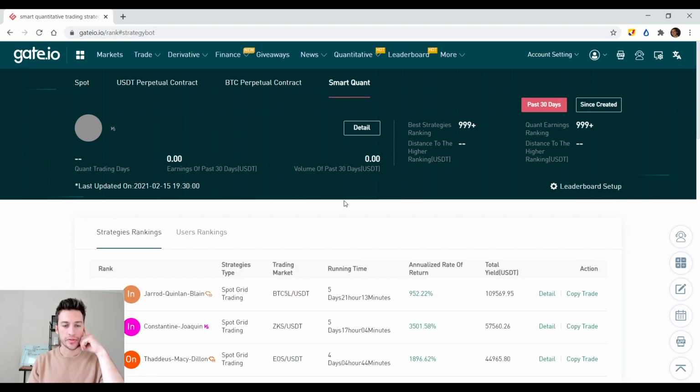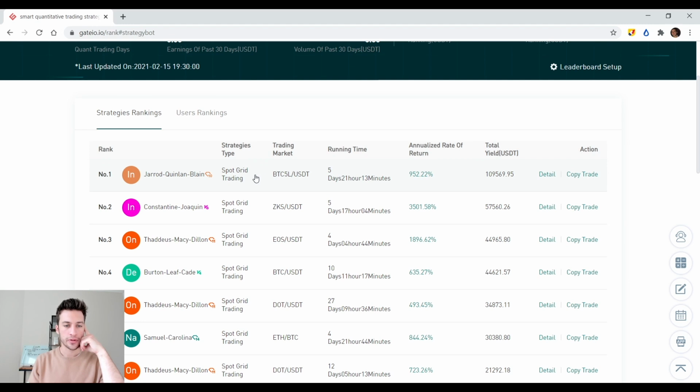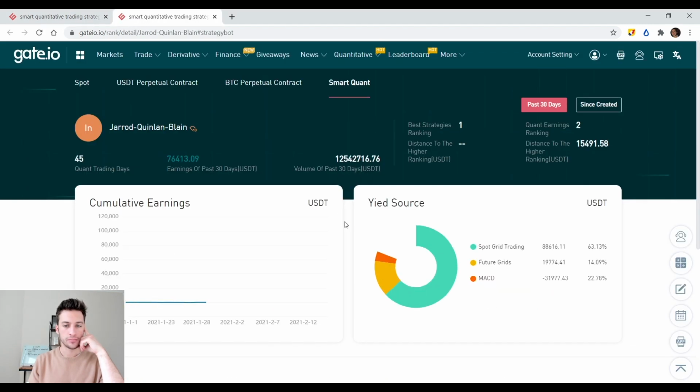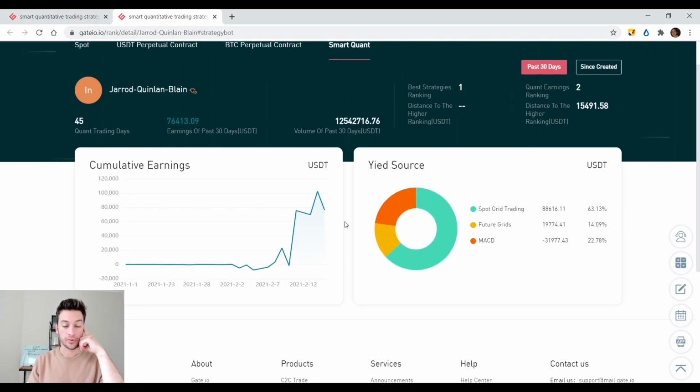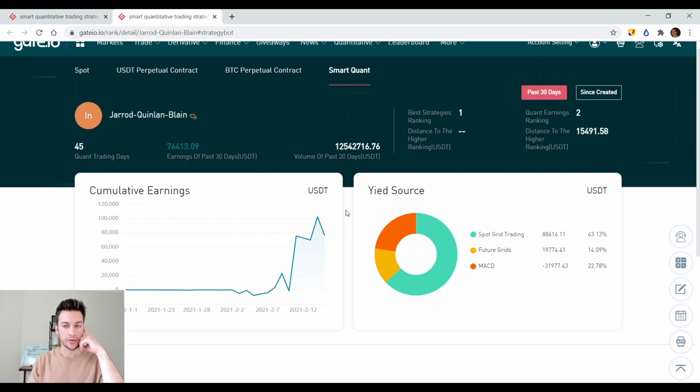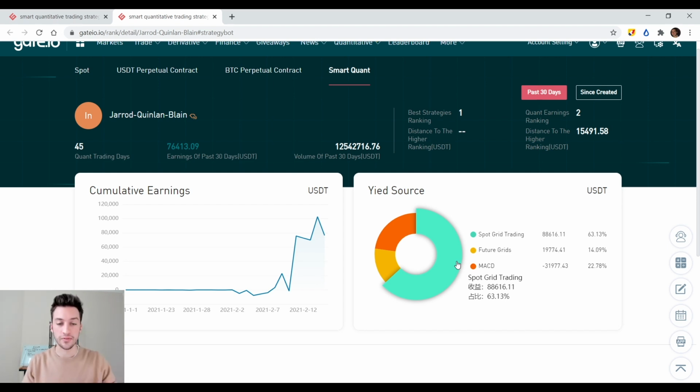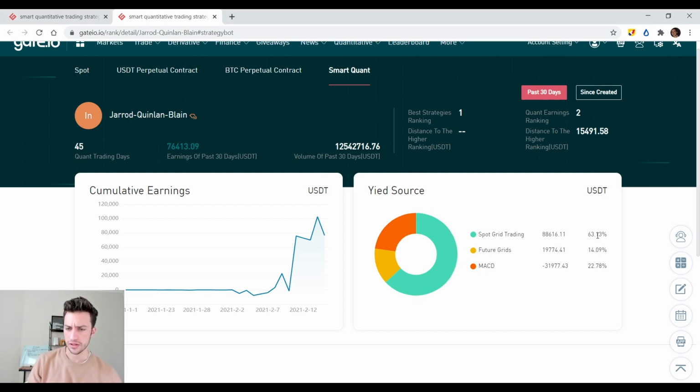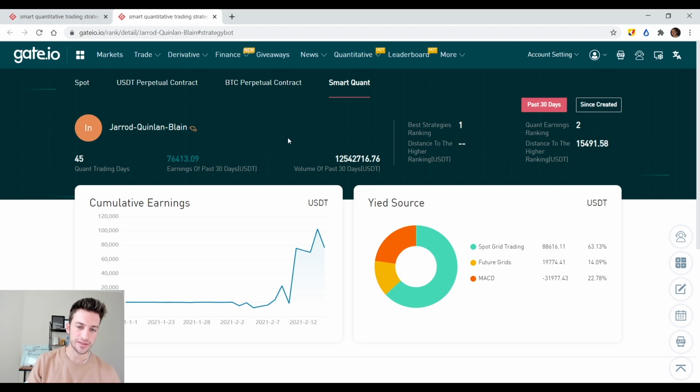So smart quant, let's actually look at one of these people. You can see again, I don't know why they're giving us this much detail on what this person's doing, because you can just copy this basically, or trade against and take advantage of him if you so desire. So about 63% is spot grid trading, future grids 14, and then MACD has been losing him money. I'm not surprised. It's MACD. It's not the best indicator.